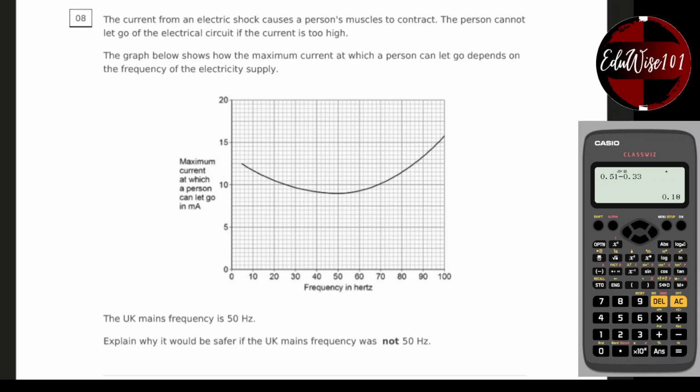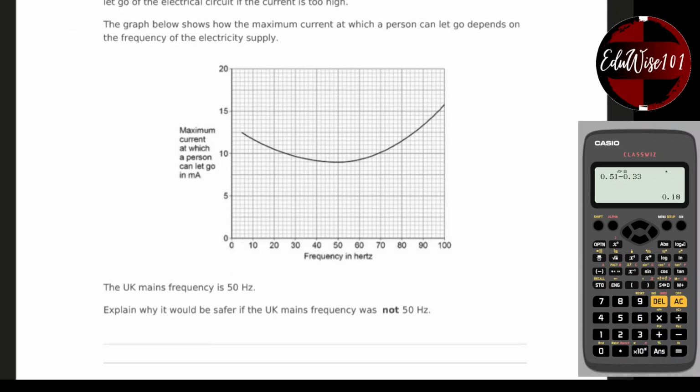The UK mains frequency is 50 Hertz. Explain why it would be safer if the frequency was not 50 Hertz.